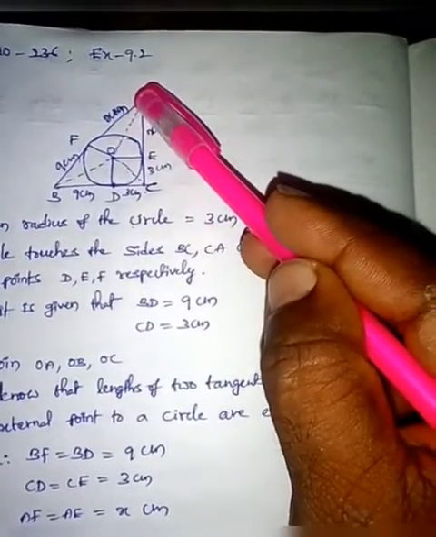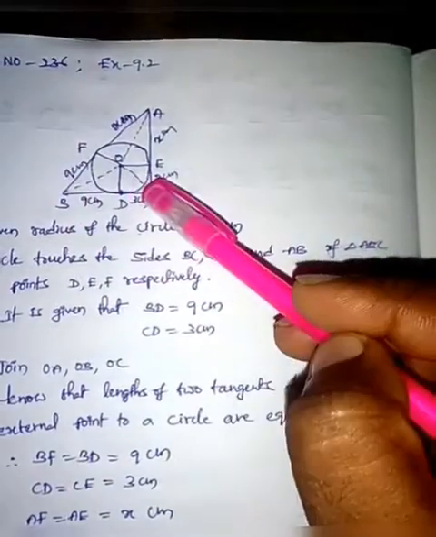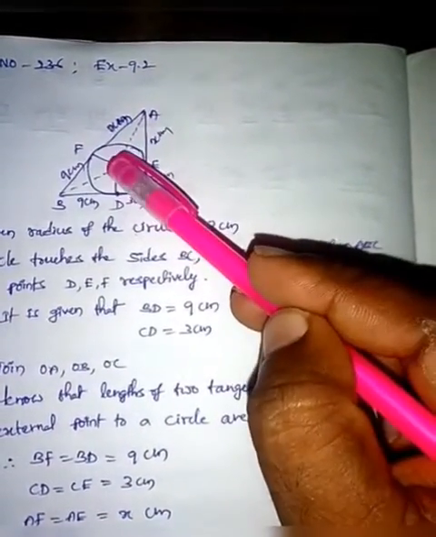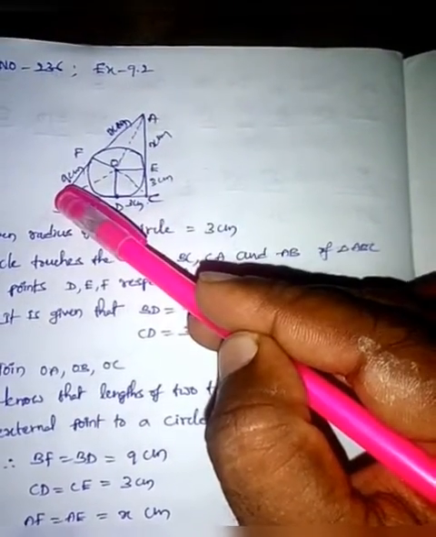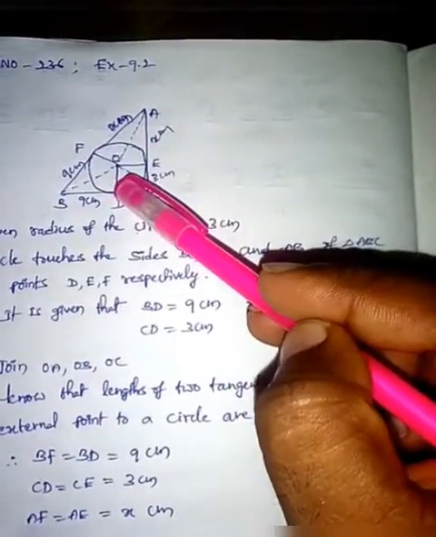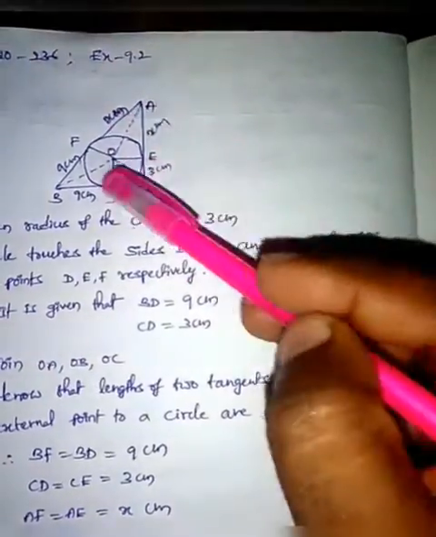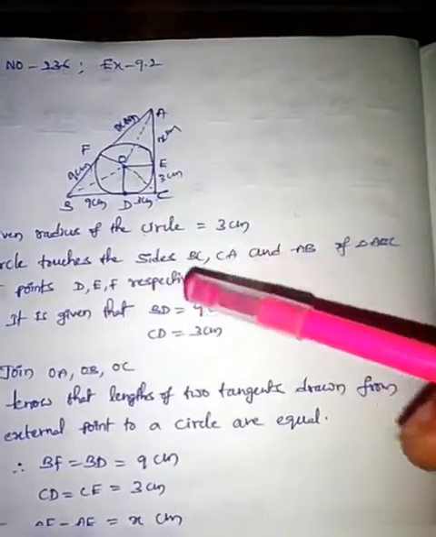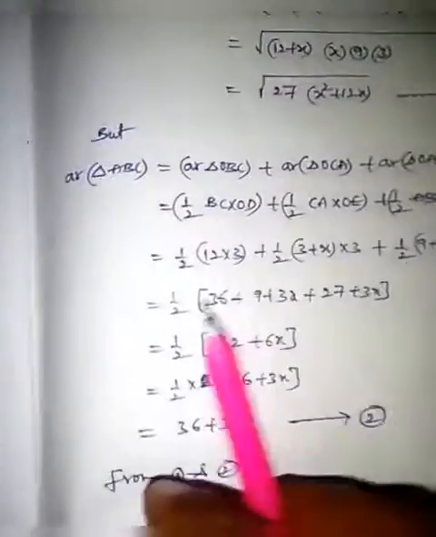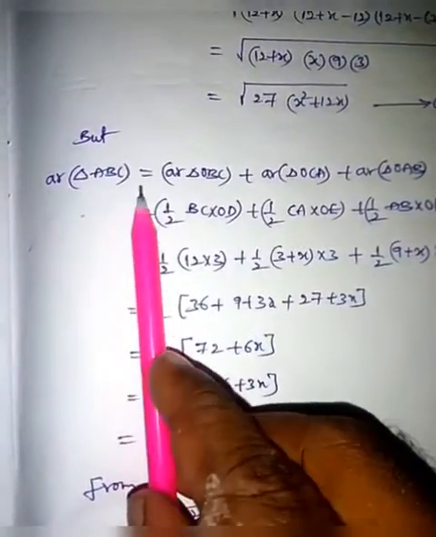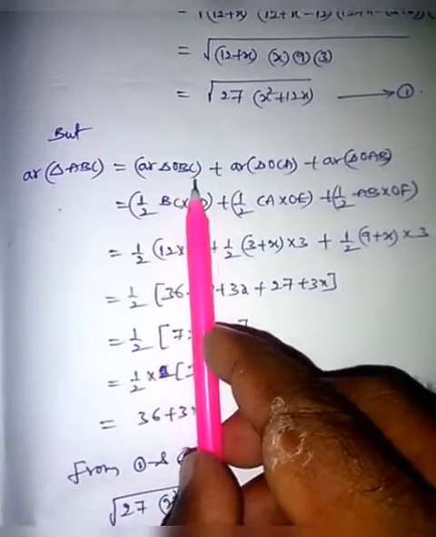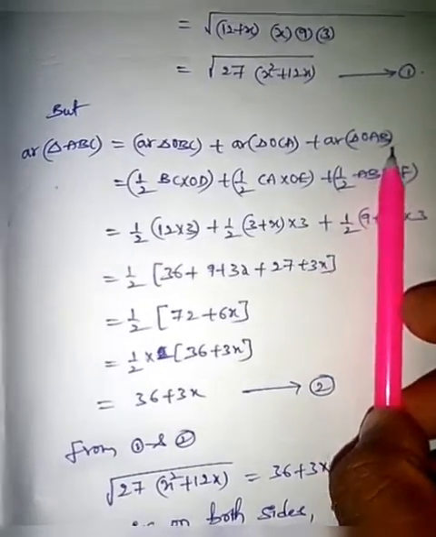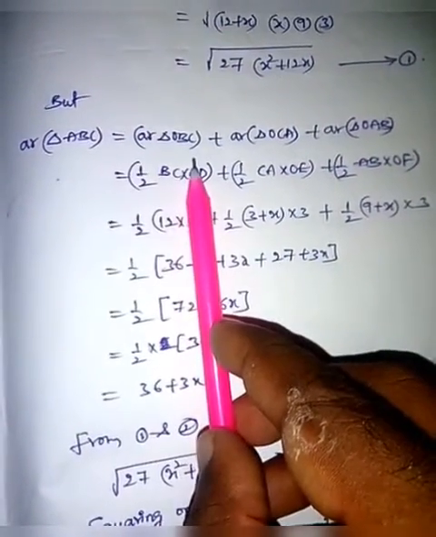The entire triangle ABC is divided into three small triangles: triangle OBC, triangle OAC and triangle OAB. If you calculate these three triangles' areas and add them, it will give the entire triangle ABC area. So I wrote here, area of triangle ABC equals area of triangle OBC plus area of triangle OCA plus area of triangle OAB. First, the area of triangle OBC.